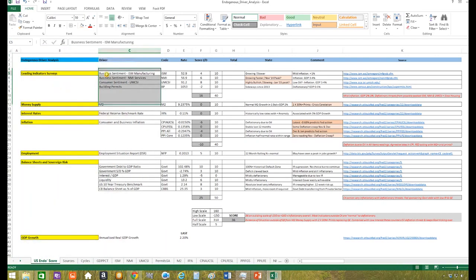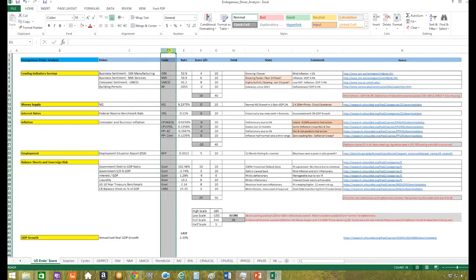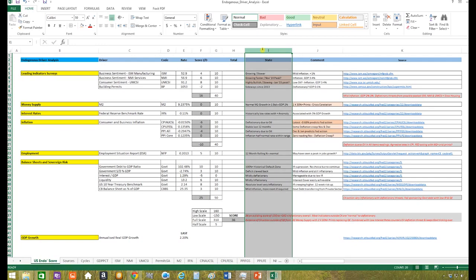We have the sub-drivers. So for example, in leading indicators, we have our sub-drivers for ISM manufacturing, NMI services, consumer sentiment and building permits, and the rest are down here. We have our codes. We have the actual rate and reading that we've got from the latest number. We have our scorecard for inflation or deflation. We have our state. So we have a qualitative statement here of the state of the driver and the score.